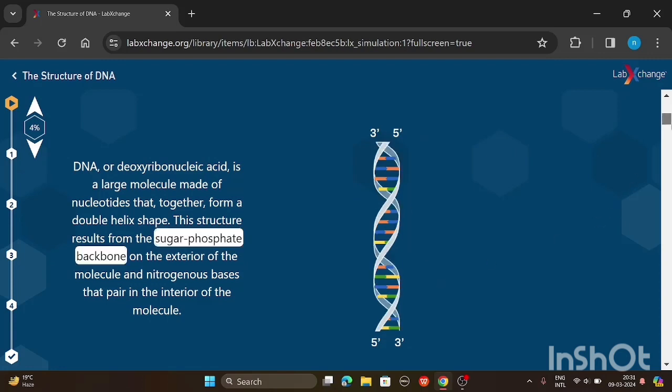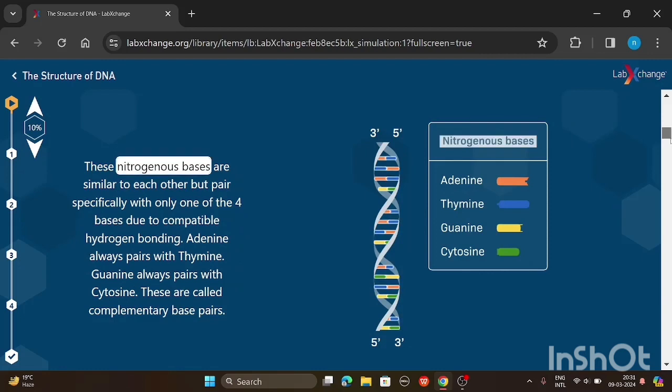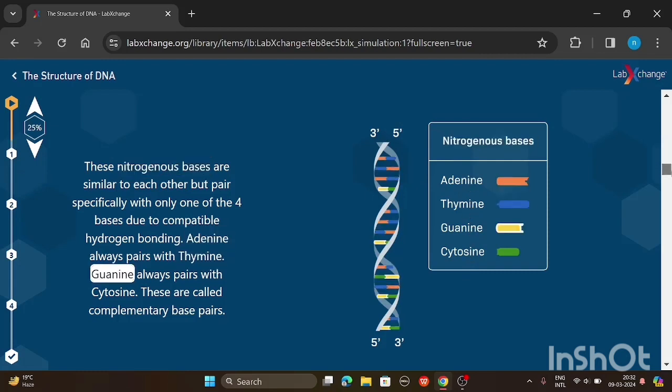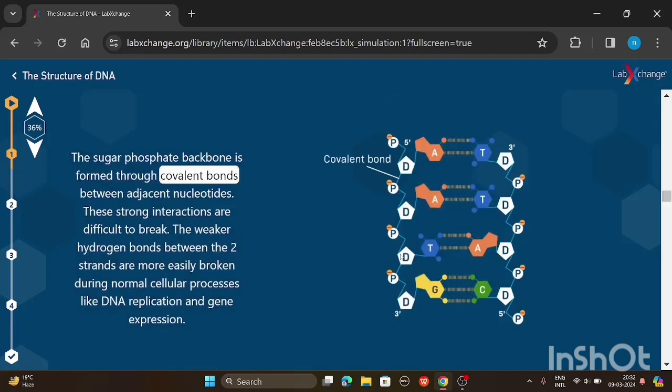So we can see what else is there. These are the nitrogenous bases: adenine, thymine, guanine, cytosine, and here is the color code of these. Basically, the sugar phosphate backbone remains the same in every DNA. It is always the same. It is the combination of these nitrogenous bases that makes DNA unique. So we have this covalent bond, the phosphodiester bond between one nucleotide and another nucleotide.